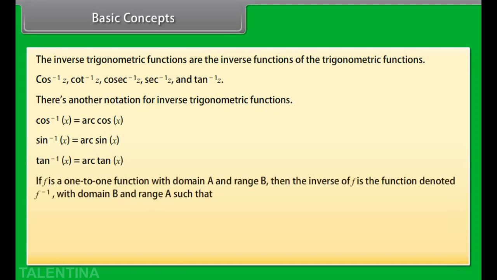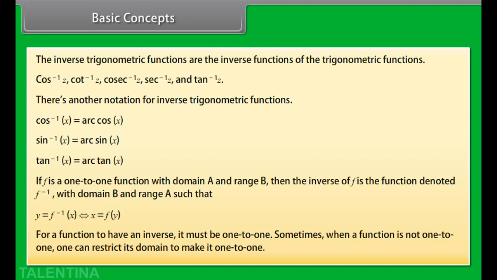Recall that if f is a one-to-one function with domain A and range B, then the inverse of f is the function denoted f inverse with domain B and range A, such that y is equal to f inverse of x if and only if x is equal to f of y. For a function to have an inverse, it must be one-to-one.